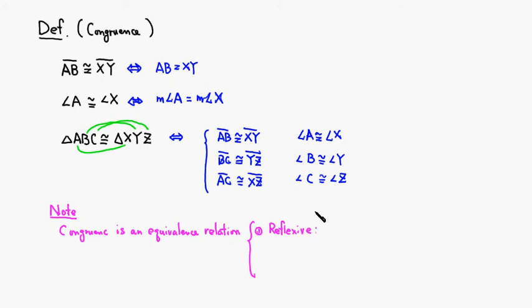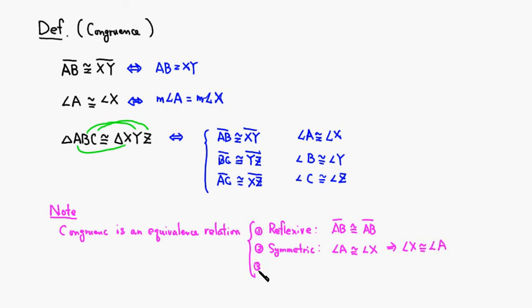Reflexive means that, for example, segment AB must always be congruent to itself, so AB. The second property is symmetry. It has to be symmetric, which means that if, say, angle A is congruent to angle X, then this should always imply angle X is congruent to angle A.